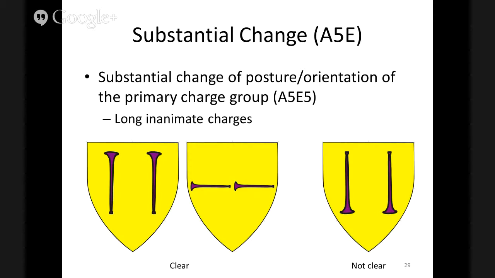Okay, so we went from palewise to fesswise. That's a change. Now, how about the one on the right? Is that clear of the first one? No. We've just flipped it. Now, is the middle one clear of the right one? Yeah. It's for the same reason: fesswise versus palewise. We're looking at the major axis. Now, please don't draw two straight trumpets fesswise and in fess. It looks ugly as sin.